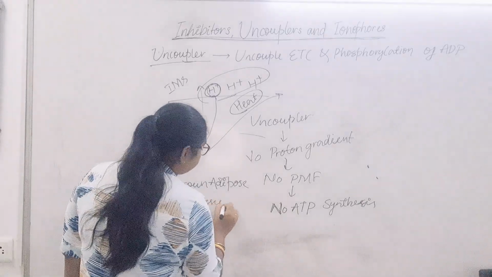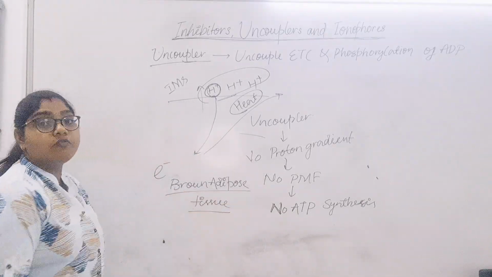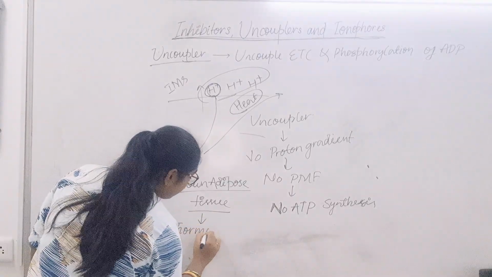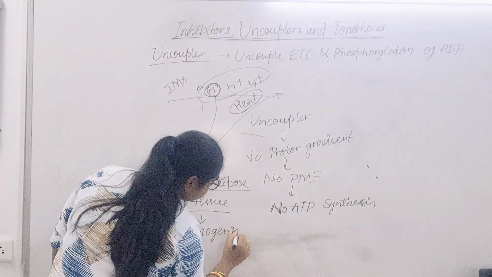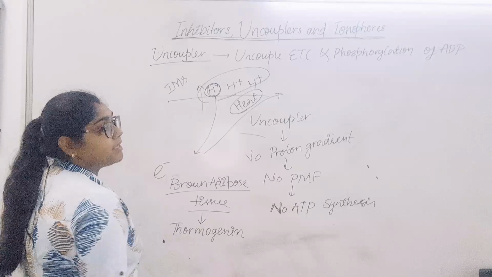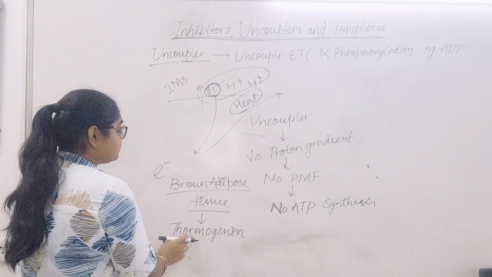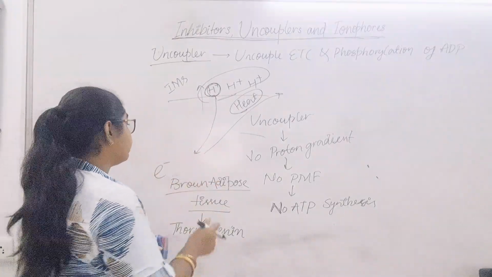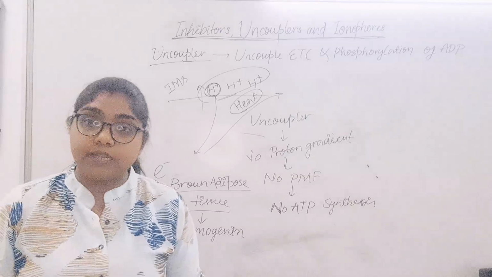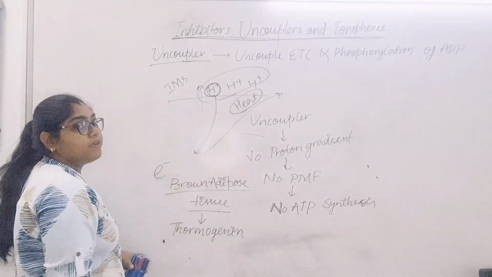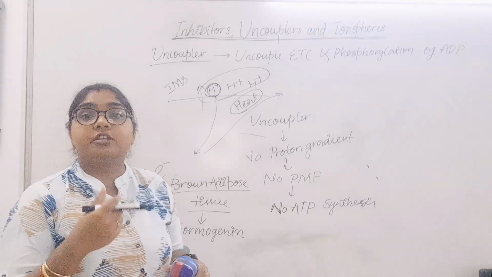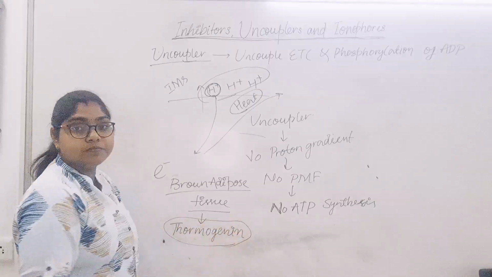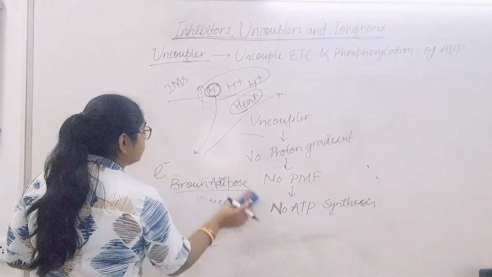These newborn or hibernating animals have this brown adipose tissue, which contains a protein that is known as thermogenin. So this is the uncoupler here. This thermogenin will bind to the proton and bring it back to the matrix, and the energy that would be used in ATP synthesis will now be released in the form of heat, creating a temperature suitable for the hibernation process. So thermogenin is also an uncoupler.